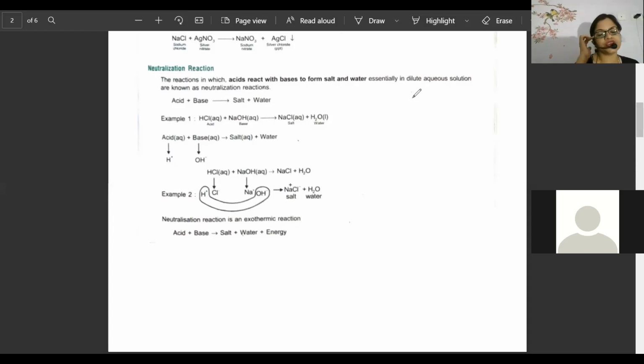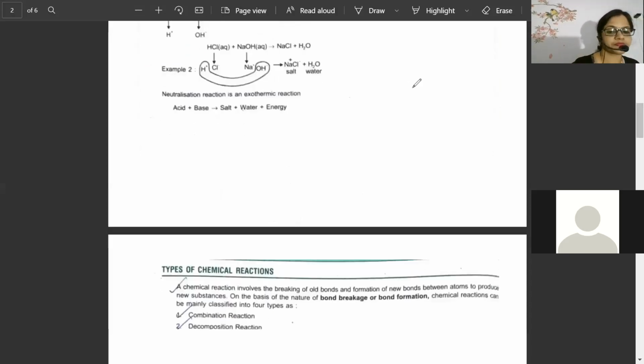Fine. Now, the next important point after neutralization reaction. Now we are going to do types of reaction, the most important types of reaction.